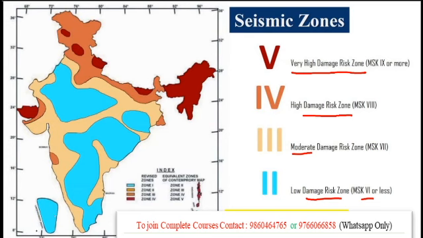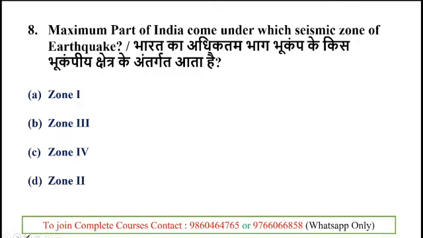Clear. Then the next one: the maximum part of India comes under which seismic zone of earthquake? So in the earlier question we saw there are four important zones, and here in India the maximum part of India is covered by zone two.